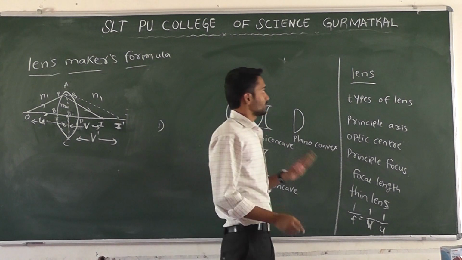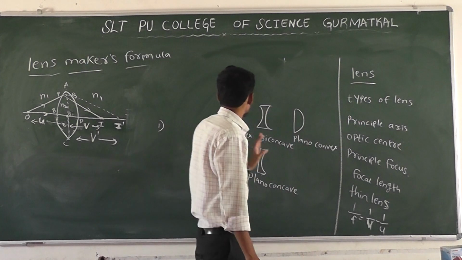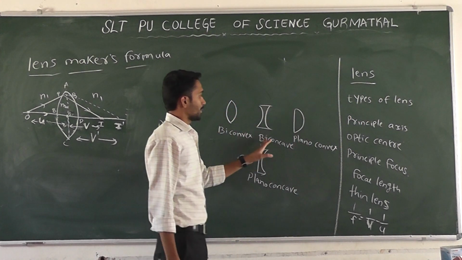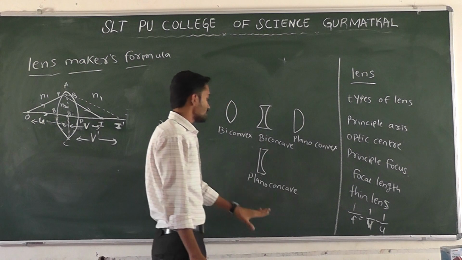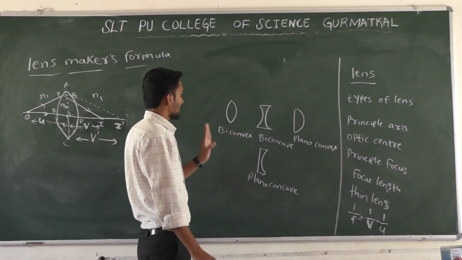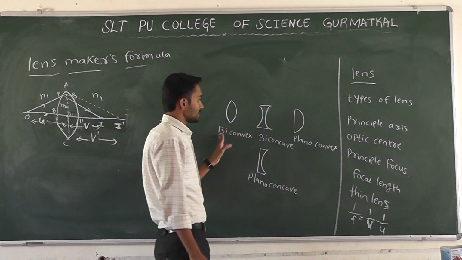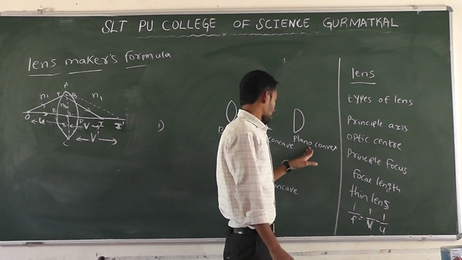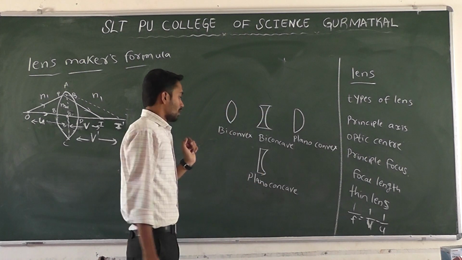There are types of lenses: biconvex lens, biconcave lens, plano-convex lens, and plano-concave lens.